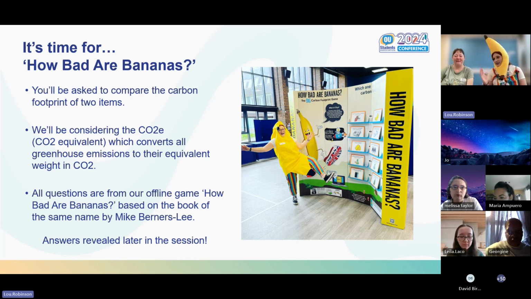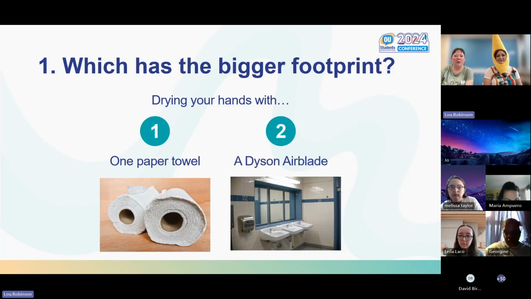And I'm going to hand over to Nicola for our first comparison of the afternoon. So, which has the bigger footprint? If you just want to make a note of these, and then we will give you the answers later on in the game, in the session. So, either drying your hands with 1 paper towel versus using a Dyson Airblade hand dryer.